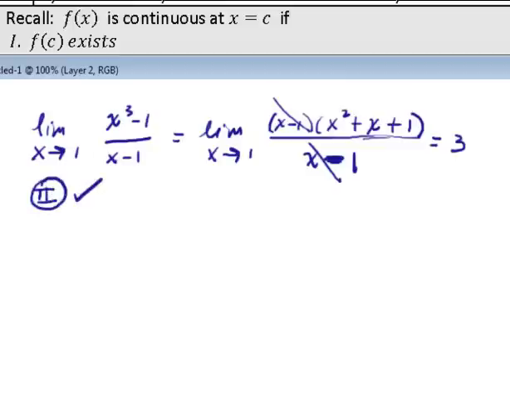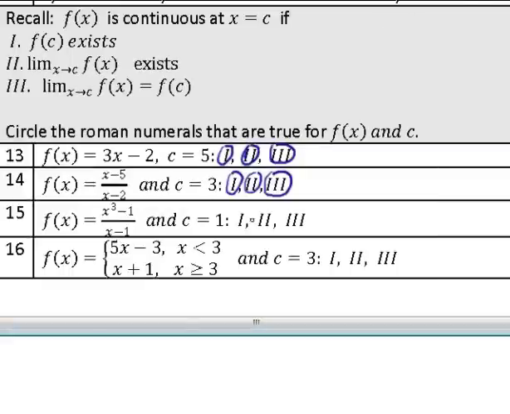So let's get back to this. Here we go. So 1 is not true, but 2 is true. That limit does exist. And is the limit equal to f of c? Well, f of c doesn't exist, so no, that's impossible. So only 2 is true here.